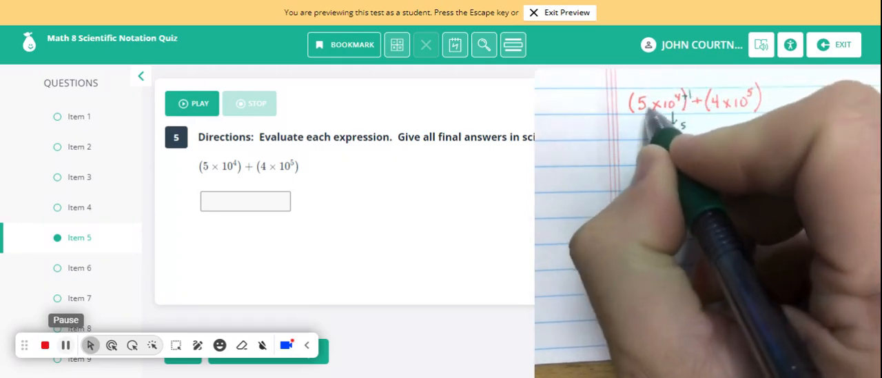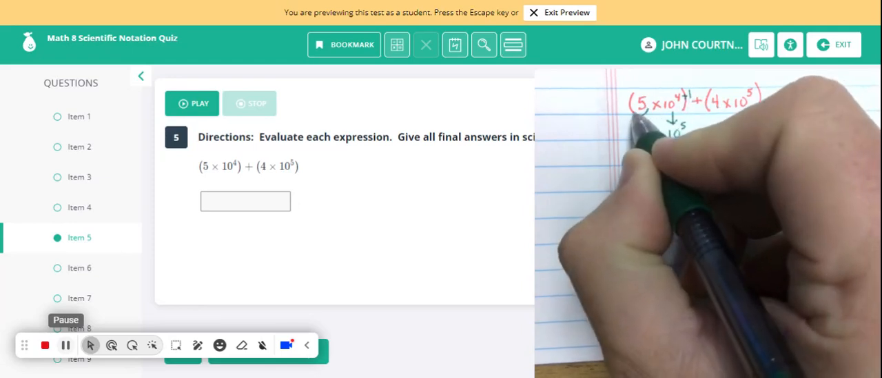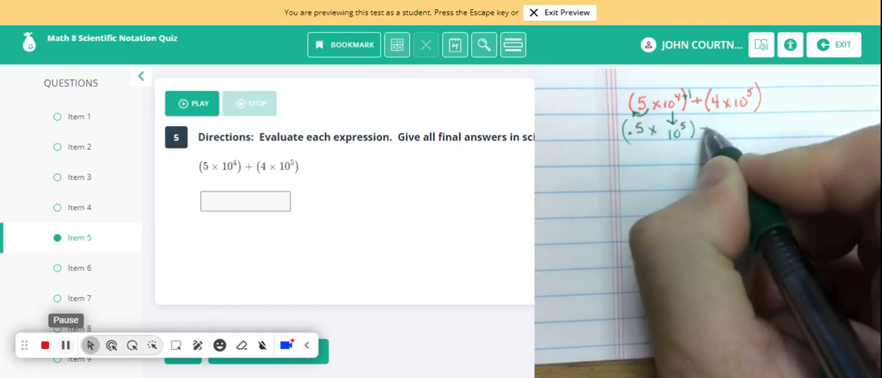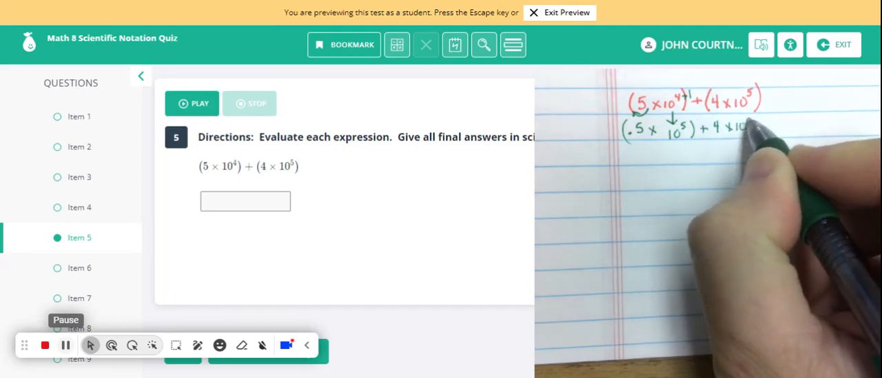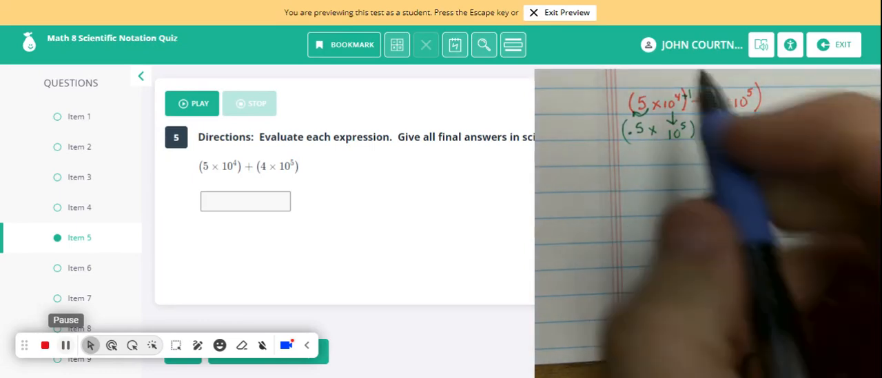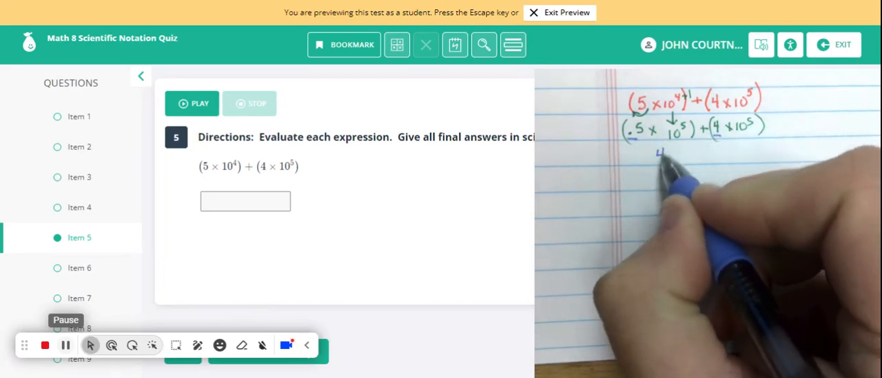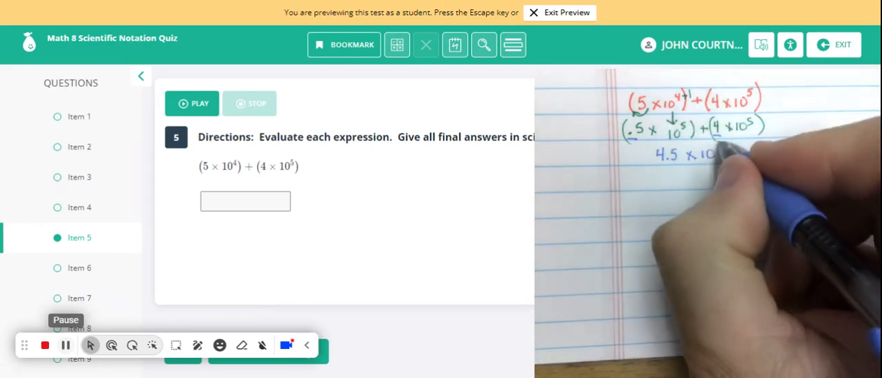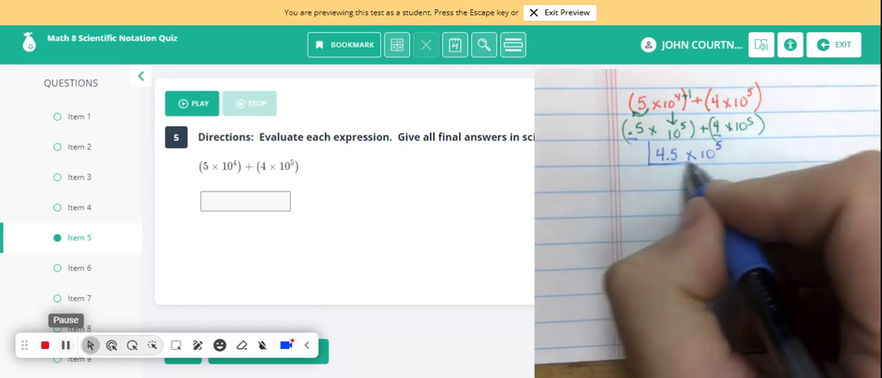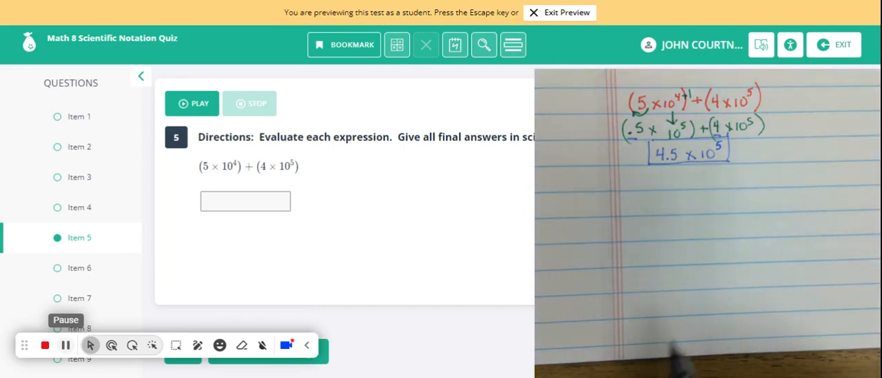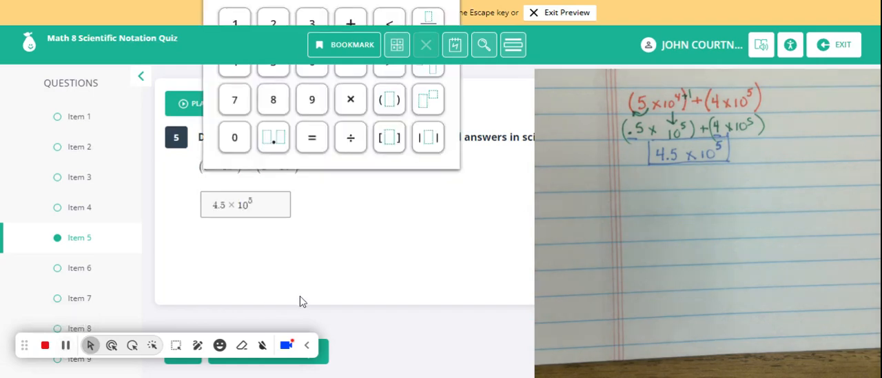So what's our rule? Left add. So since I added 1, I'm going to move it to the left and make it 0.5 times 10 to the 5th power plus 4 times 10 to the 5th power. Once that exponent is the same, now I can do my math with the front numbers. 0.5 plus 4 is 4.5, and when we add and subtract in scientific notation, or any time with exponents, we keep that exponent. We don't change the exponent when adding and subtracting, only when multiplying and dividing. So let's put our answer in, and I'm seeing 4.5 times 10 to the 5th power.